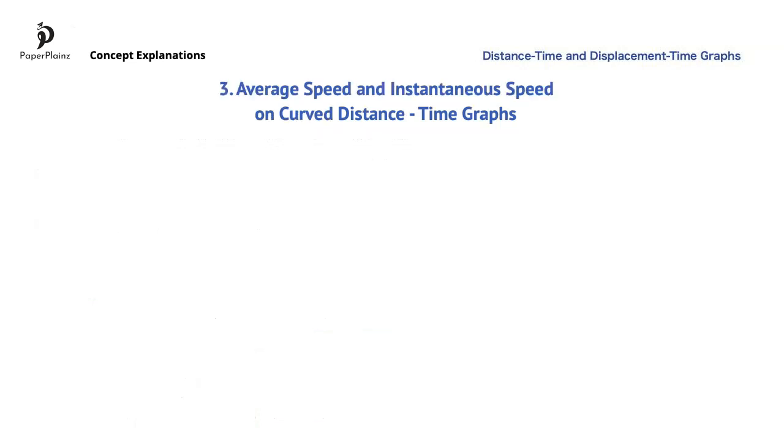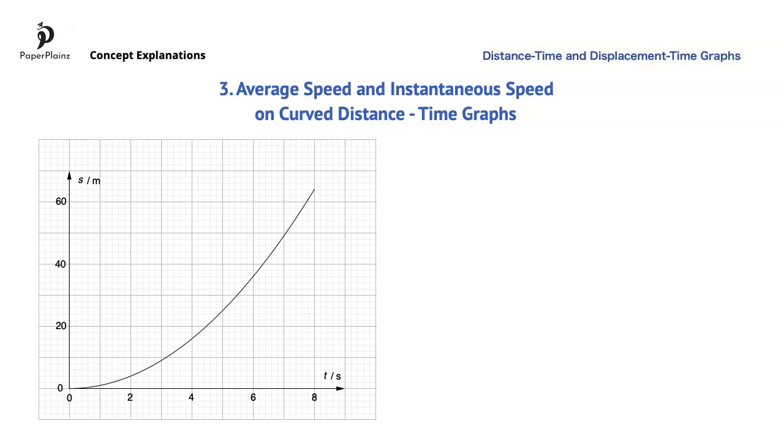Finally, let's see how to find the average speed and the instantaneous speed on curved distance-time graphs. So far, we only worked with graphs that had straight line segments. However, we mentioned that in actual real-life situations, these graphs are almost never straight, but curved. Let's see how to work with such a graph. This graph shows how the distance traveled by a car varies with time. Let's ask and answer some questions about this graph.